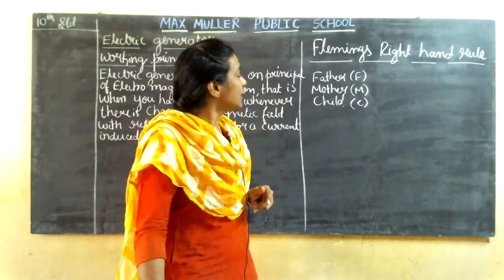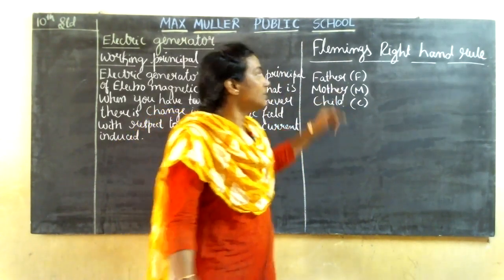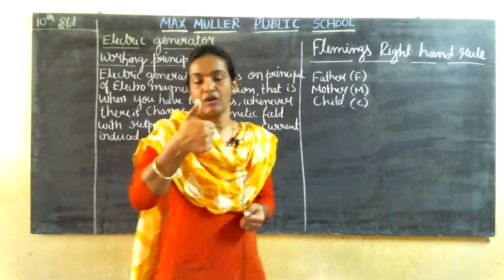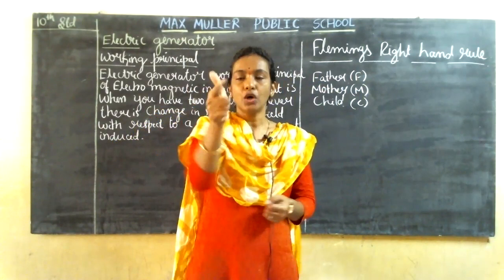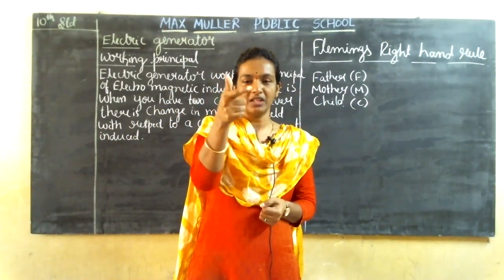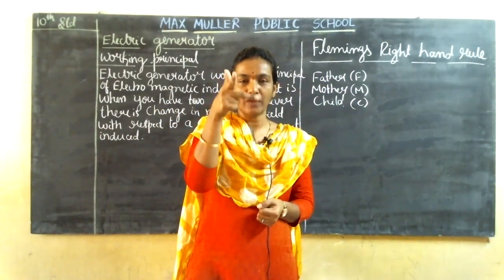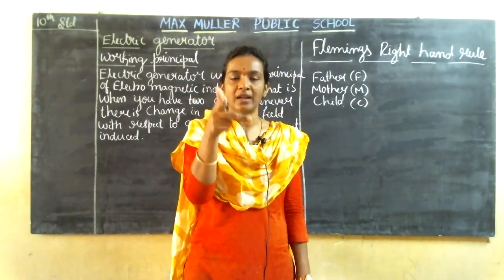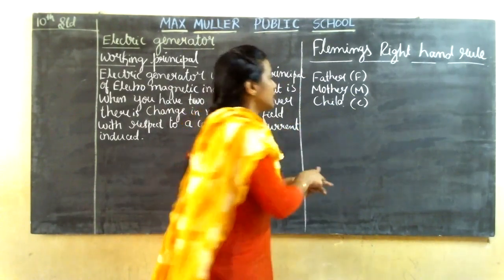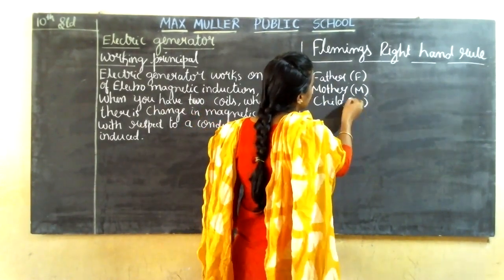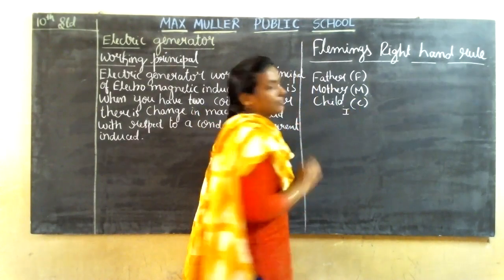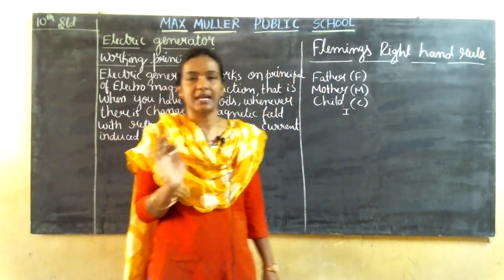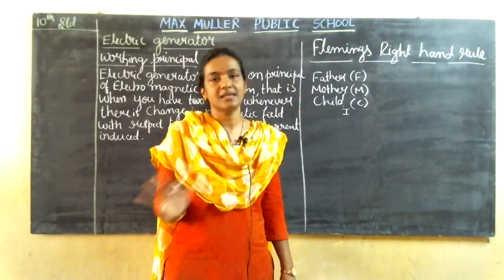So now, Fleming's left hand rule. What will be the right hand rule? What is the difference here? Here also it is the same thing, guys. For the mother, it is the same. Now what you are doing here is just finding the induced current. These two are the same. In the child, you just need to put an I, that is induced current. That's it. Remaining everything is the same.